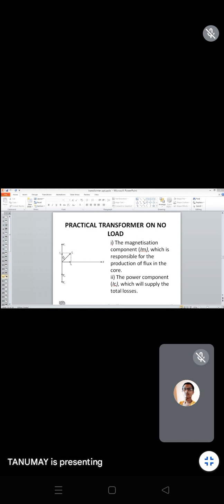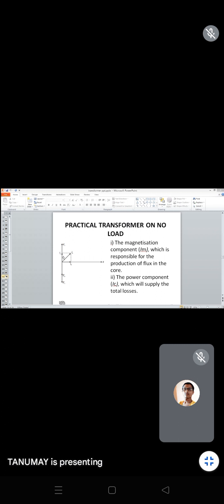So this particular I0 will try to lag from this particular supply voltage V1 with some angle. Suppose this angle is denoted by theta 0. Now if you try to split this I0 into two components, then we will get Im and IE. Okay, so this Im is due to the copper losses component and IE is the eddy current component.